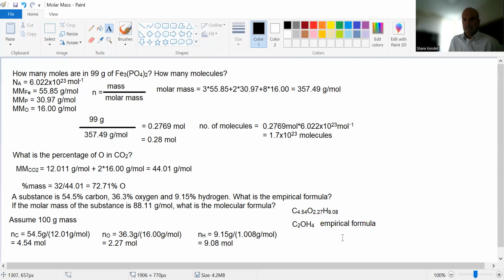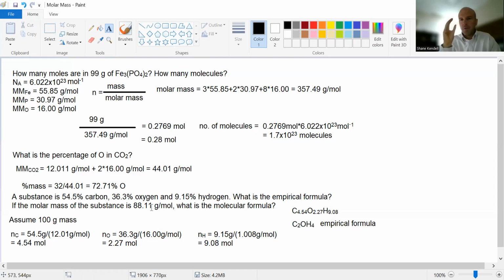But the empirical formula is the lowest mole ratio within that formula, but not necessarily the actual formula. Okay. So to get the actual formula, we're going to look at the molar mass. So in the question, we're given that the molar mass is 88.11. Now, the actual molecule is going to be some multiplication of that empirical formula, okay?